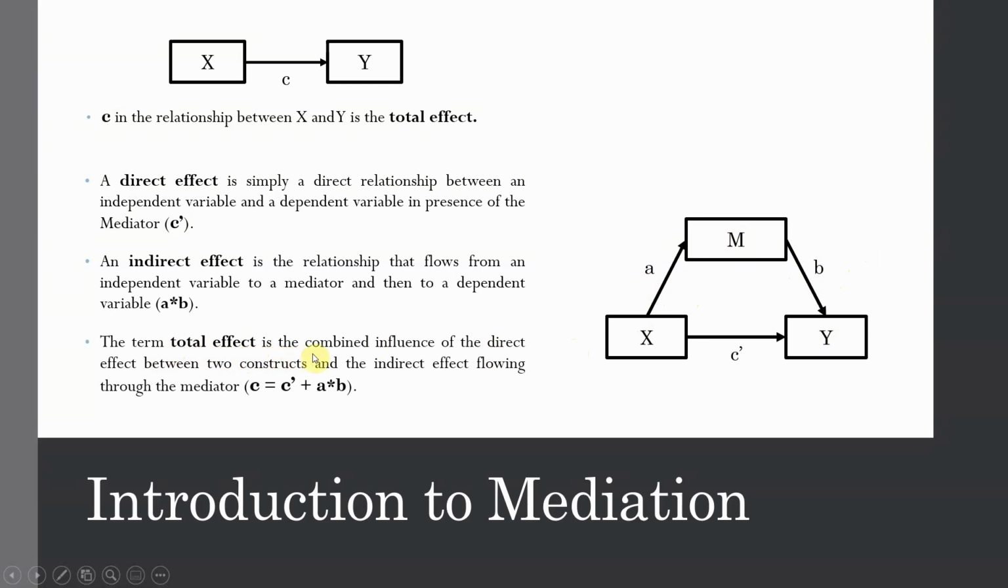The total effect is the combined effect, that is your direct effect and your indirect effect. So if you add your direct effect, that is C complement, and your indirect effect, which you can calculate by multiplying A and B, you will get your total effect. So this here is your direct effect, and the effect flowing from X to M to Y is your indirect effect. Without the mediator, the effect of X on Y is referred to as the total effect.